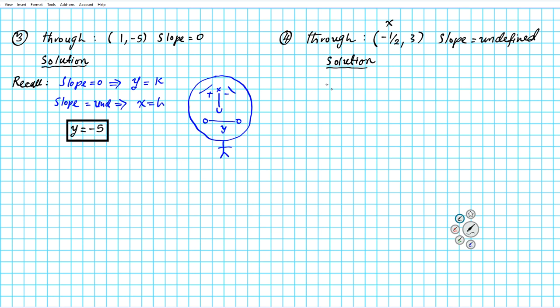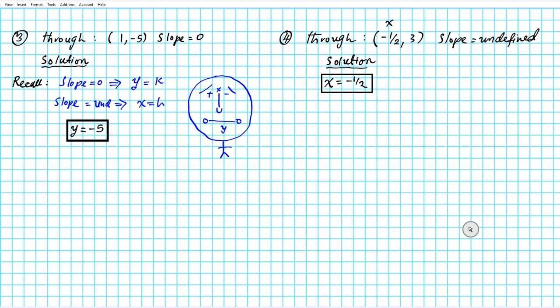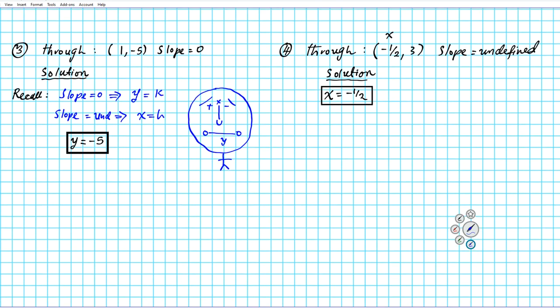So our answer is simply going to be x equals the x coordinate, which is -1/2. And that's it. There's a way you can actually show work for this one, but since it's a special case, it's quicker just to know the shortcut, which is what we're going over here. All right, so just remember that for the x coordinate, you have an undefined slope, and then for the y coordinate is for the 0 slope. So there you have it.